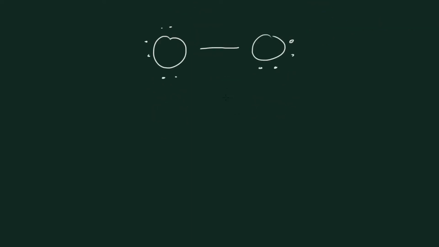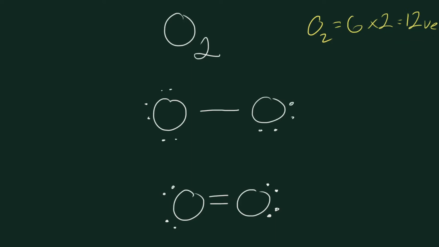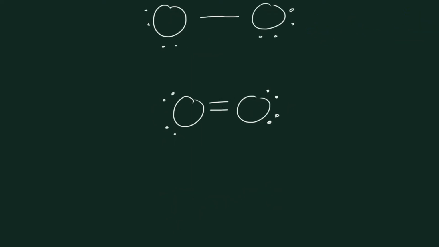Let's try it again. We have oxygen and oxygen. Let's try a double bond. So we have 2, 4, 5, 6, 7, 8, 9, 10, 11, 12. We used all of the 12 valence electrons that we needed, and each one has an octet: 2, 4, 6, 8. This oxygen has 2, 4, 6, 8. So now this is our Lewis structure for oxygen.